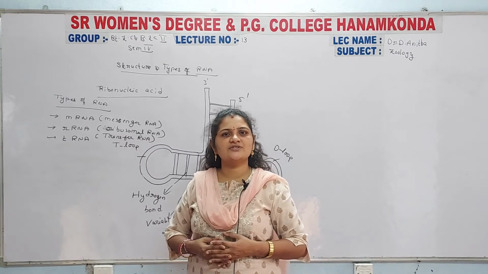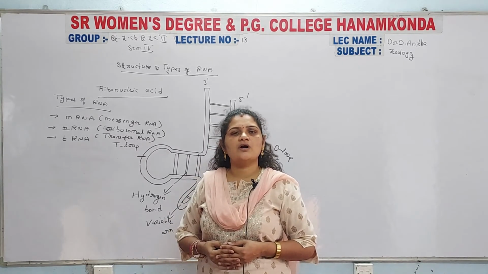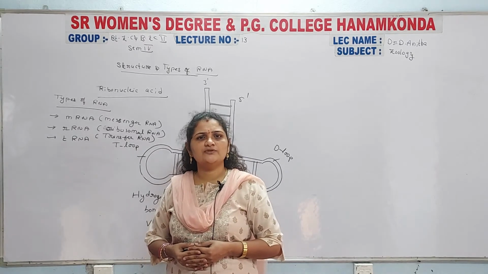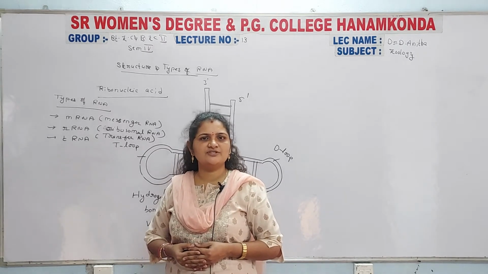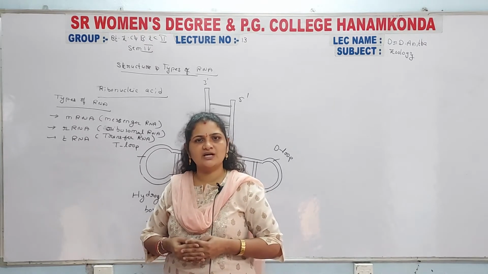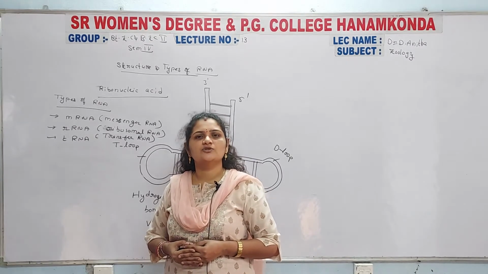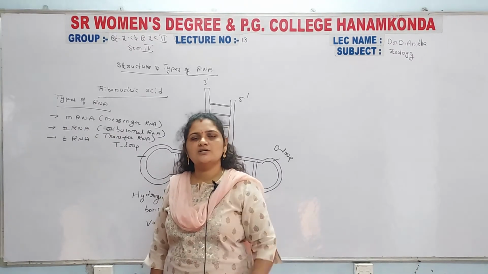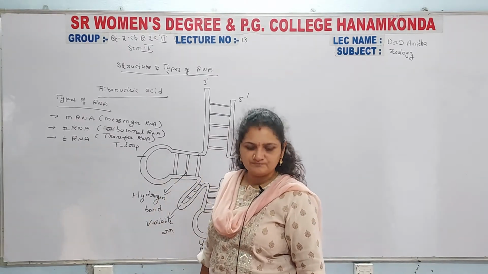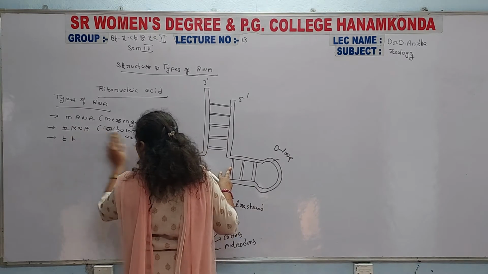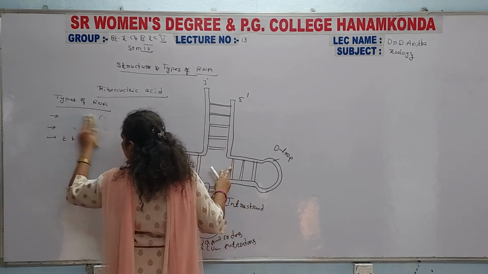So this is the structure and types of RNA. RNA is mainly a single stranded structure. It transfers the information in the form of messenger RNA, ribosomal RNA and transfer RNA. Mainly in protein synthesis, it plays a major role. It is a single stranded structure. So this is the total information about the structure and types of RNA. And now, protein synthesis.